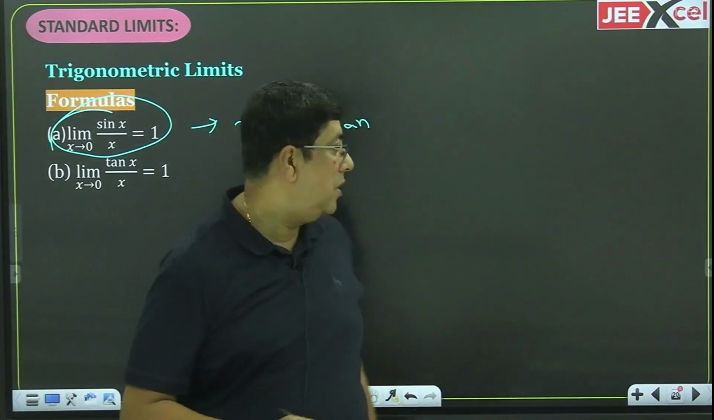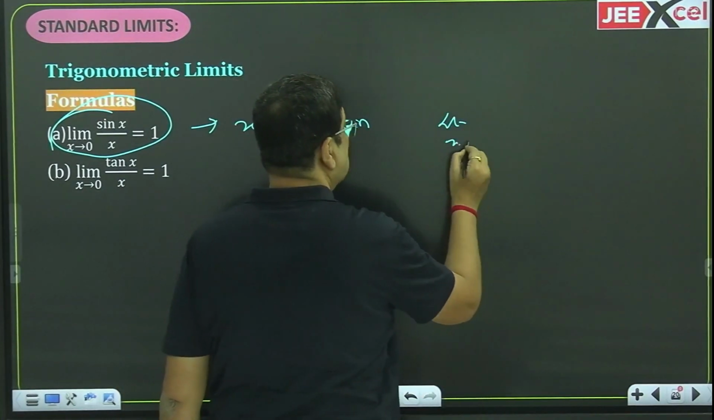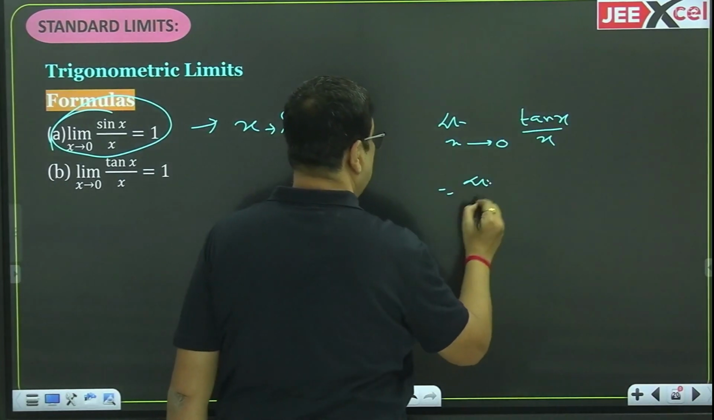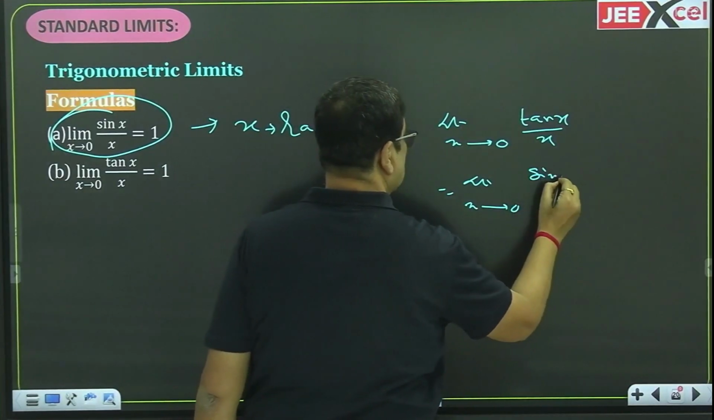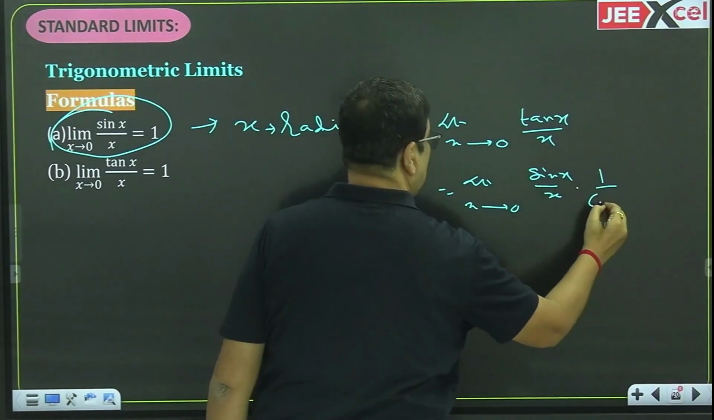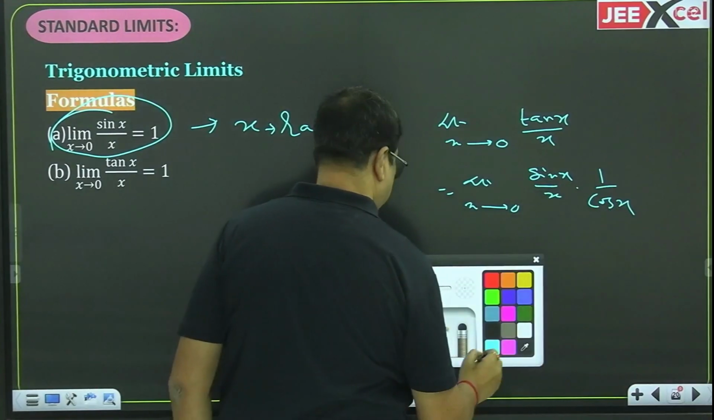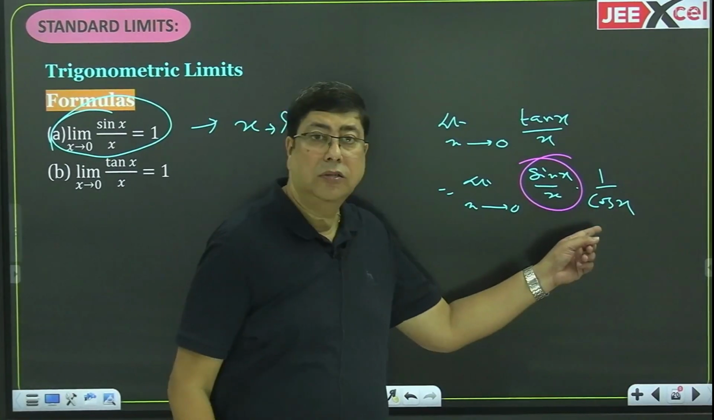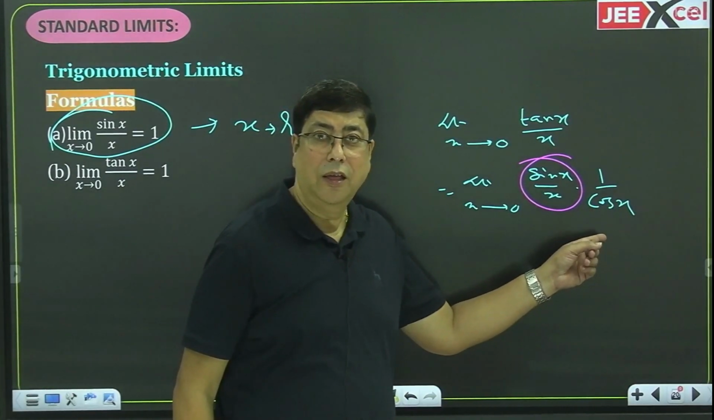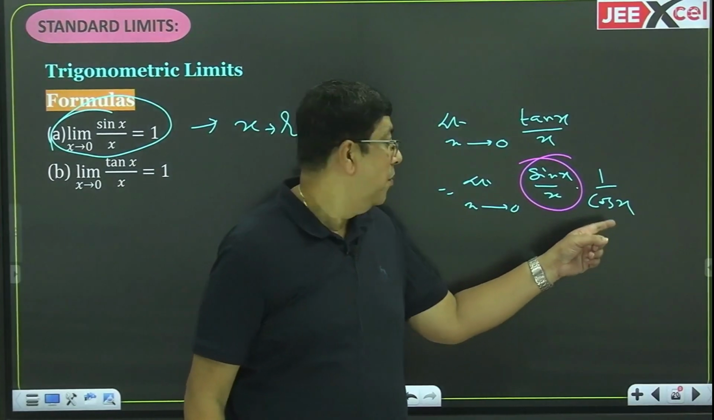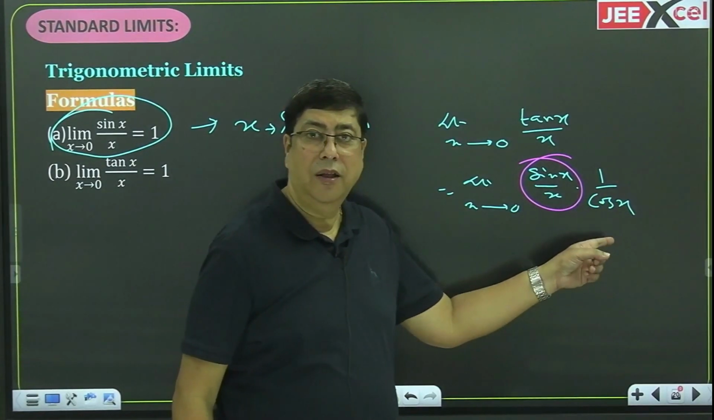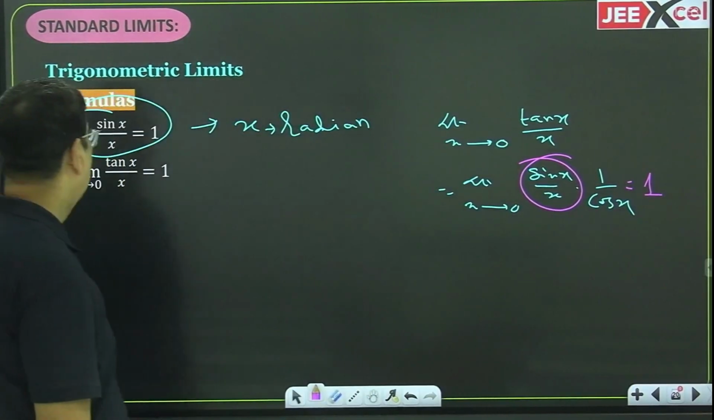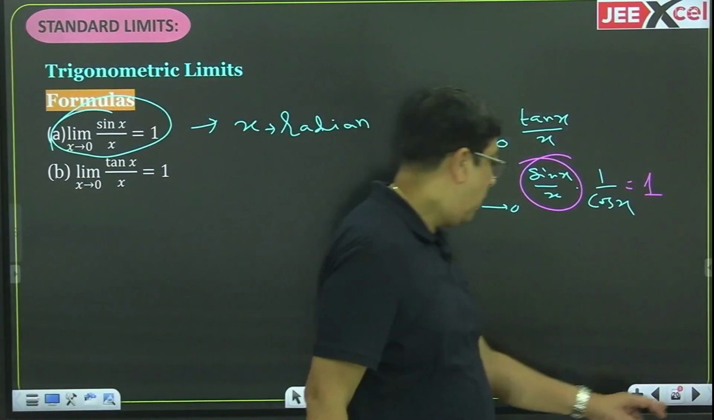How can we write it? See this, limit x tends to 0, tan x by x, that is limit x tends to 0, sin x by x into 1 by cos x. Look, sin x by x is 1. The denominator is cos, and there is no threat for cos, because cos 0 is 1. Therefore this is coming to be 1. Okay everybody, I am going to the next.